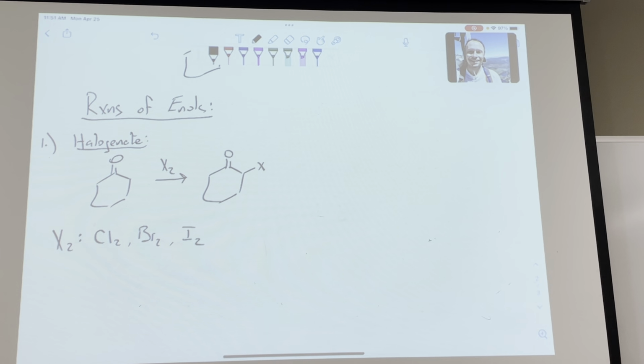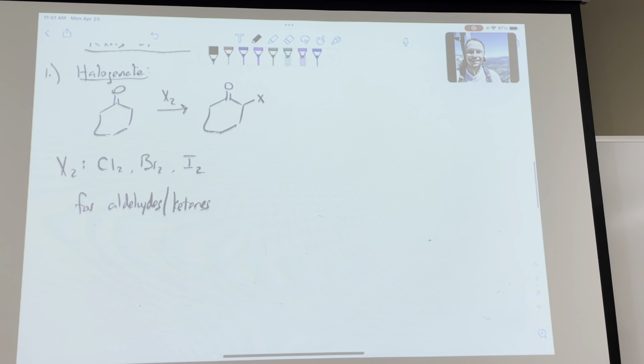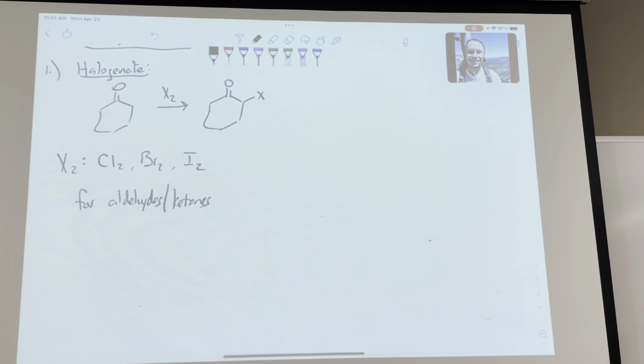So chlorine, bromine, iodine. And the other thing about this is that you're not going to be able to do this with all carbonyl compounds. You're only going to be able to do this for aldehydes and ketones. The problem with trying to do this with a carboxylic acid, well actually let me go through the mechanism first and then I'll show you why this is only going to be good for aldehydes and ketones.